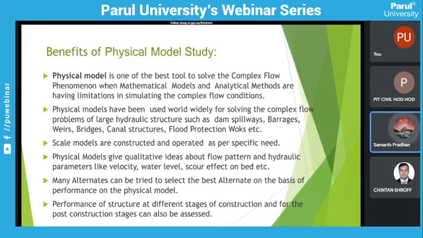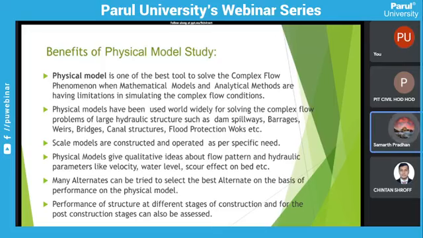Then the performance of a structure at different stages of construction and for the post-construction stages can also be assessed. Here I would like to give the example of Sardar Sarovar Dam, which was started in 1961 and completed in 2017. So it took 56 years to complete the project. The construction was stage-wise, for 90 meters, 110 meters, 120 meters. So at different stages, construction was carried out.